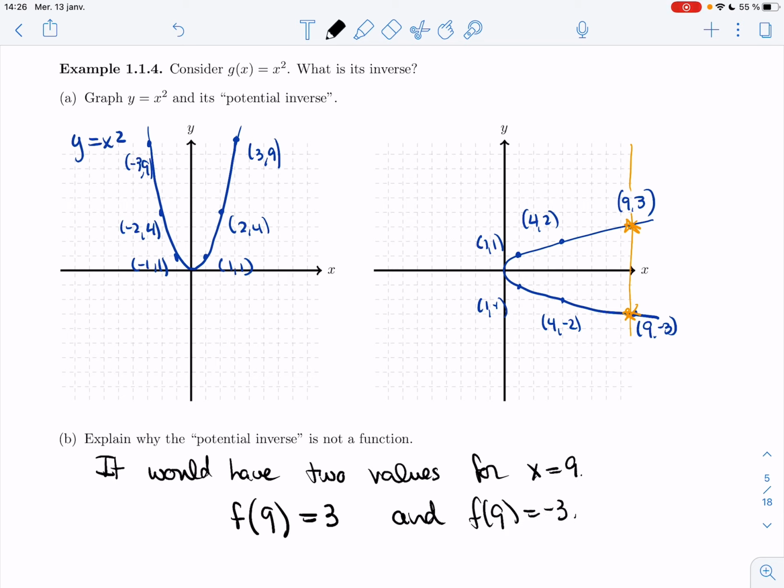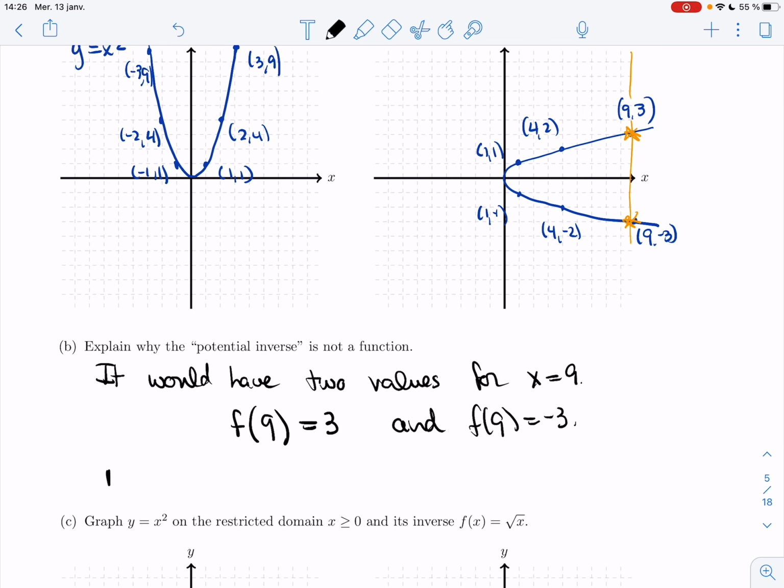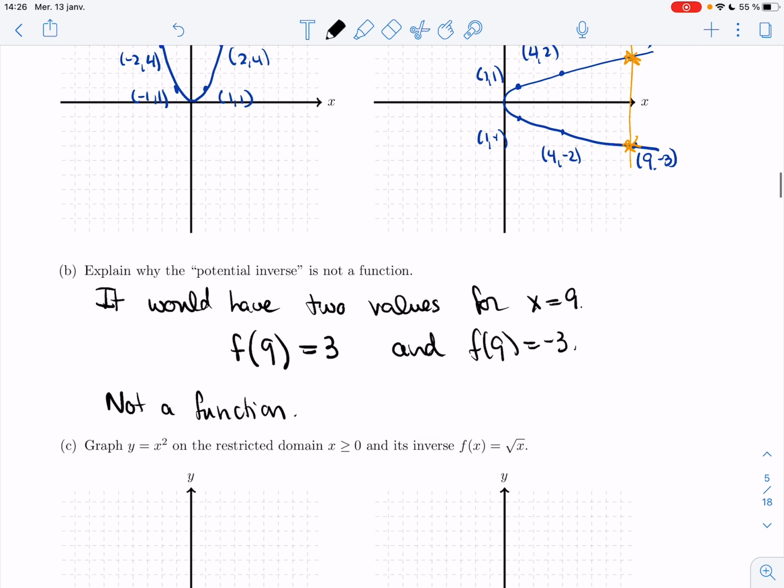But one thing that we know about functions is if you plug in a number, you get one number out, not two different ones, and so it's not a function. The same would be true for 4, for 1, and for all positive numbers.